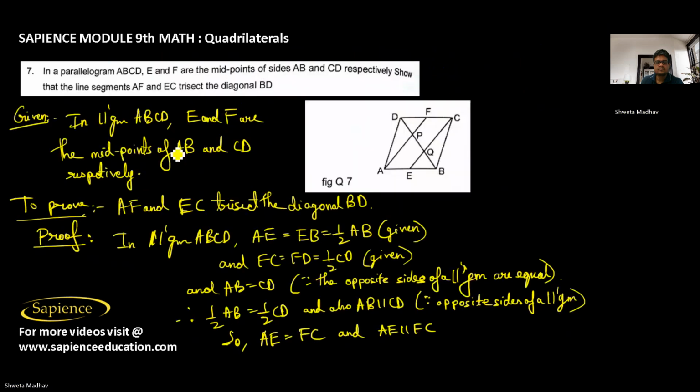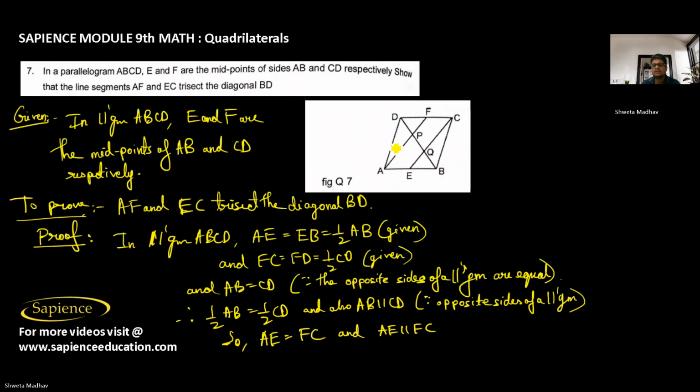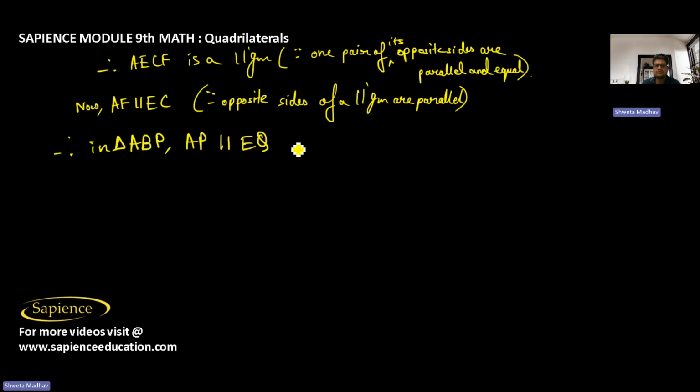Now therefore, in triangle ABP, AP is parallel to EQ, and E is the midpoint of AB.